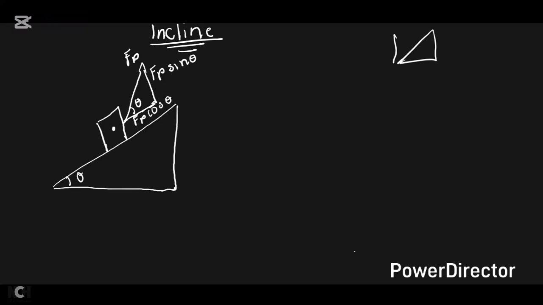When you use the SOH CAH TOA method, this is the opposite. This is what? Adjacent. So for you to find the opposite side, and we make the subject of the formula, meaning that we will arrive at FP sine what? Sine theta, like that. So that's why I've just gone direct like that, right?